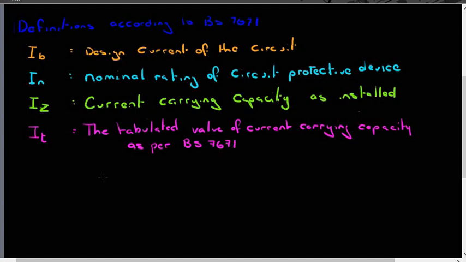There's a simple rule that these have to comply with. It is IB must be less than or equal to IN, which then must be equal to or less than your value of IZ, which must then be less than or equal to the value of IT. There's a number of steps involved in calculating this.